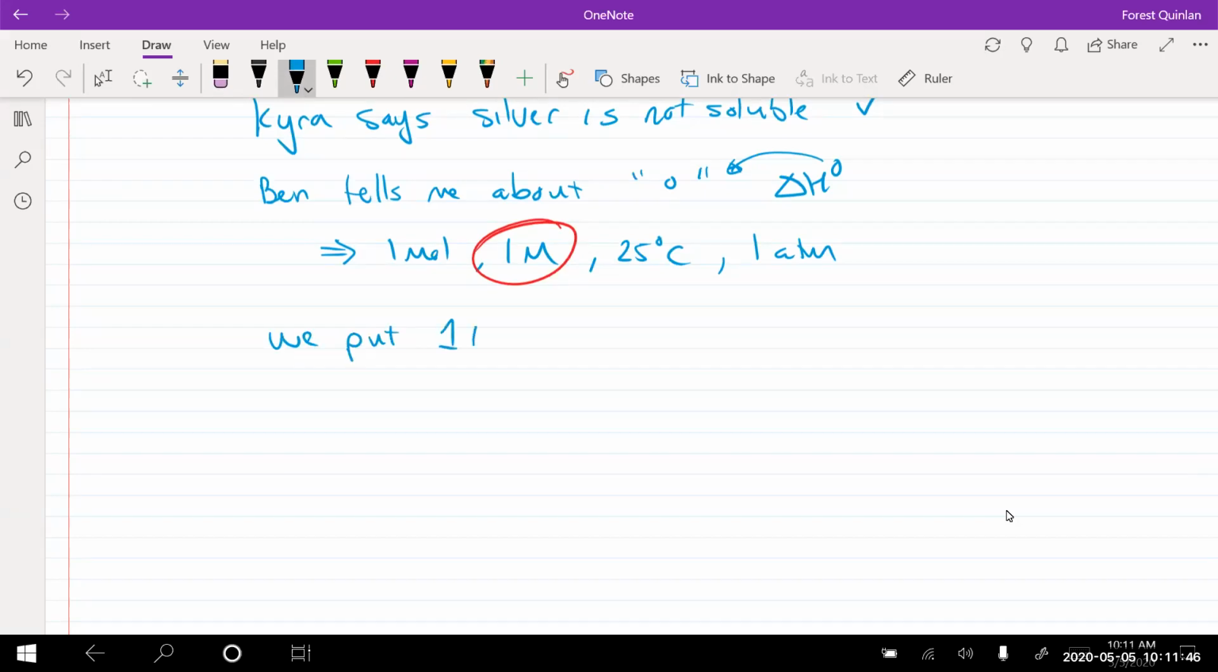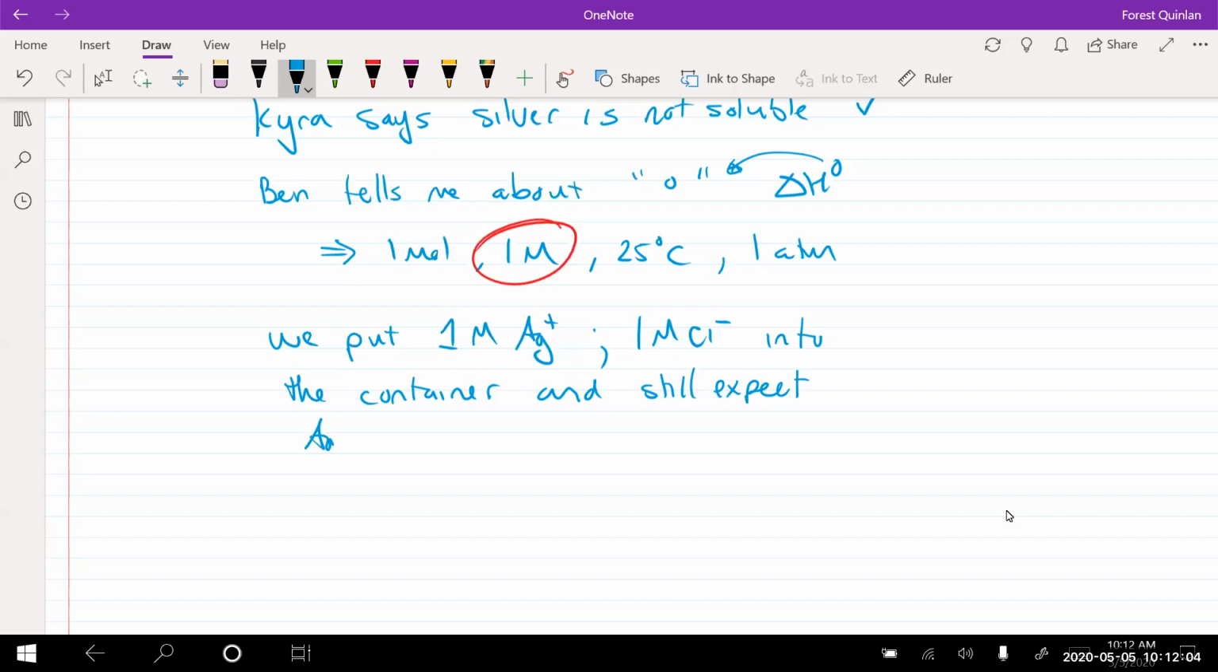We put 1 molar Ag plus, 1 molar Cl minus into the container, and still expect AgCl to break up. No way. We know that silver is insoluble. Silver is not soluble, so if I put a whole bunch in, why am I going to continue to break apart?